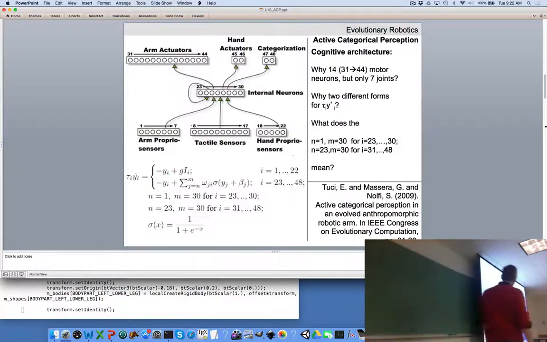Okay, let's try and tackle the equations that describe how these neurons change over time. We have our differential equations. We have 48 differential equations because we have 48 neurons in this CTRNN. The first 22 differential equations are tau_i y_i dot equals minus y_i plus g times I_i. It's a much simplified differential equation. Why this simplified differential equation for the first 22?